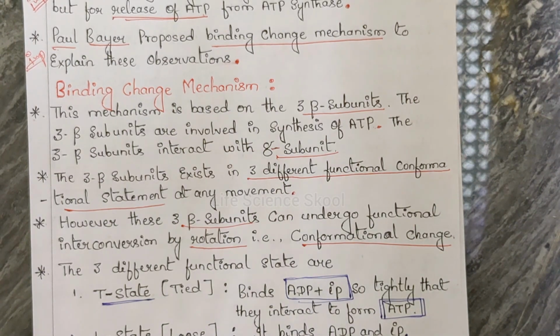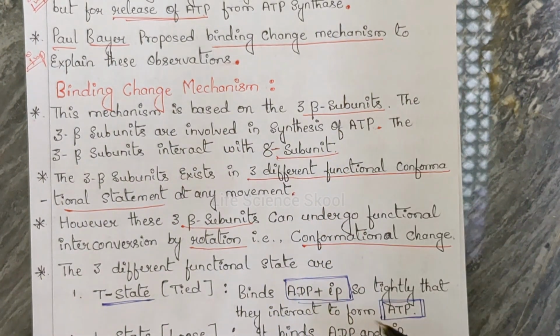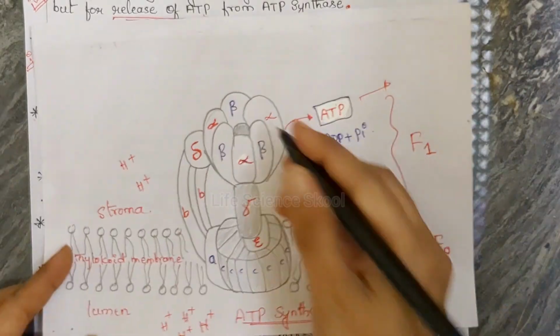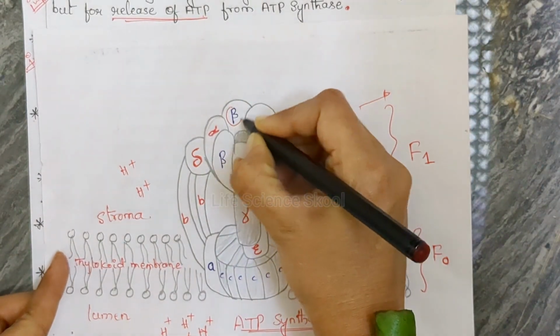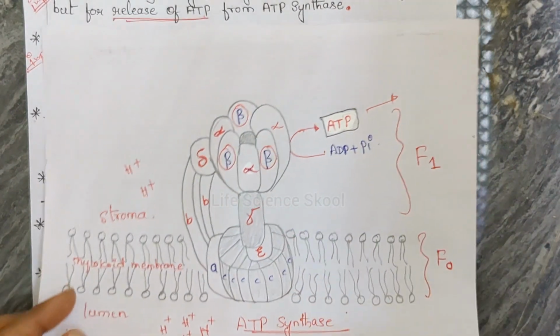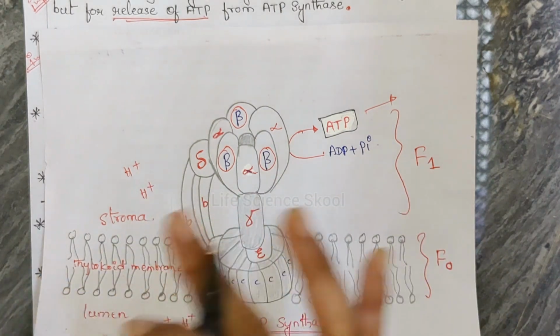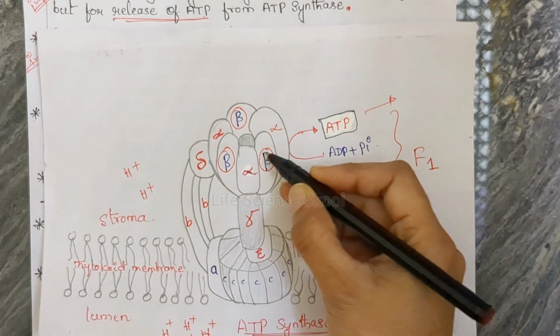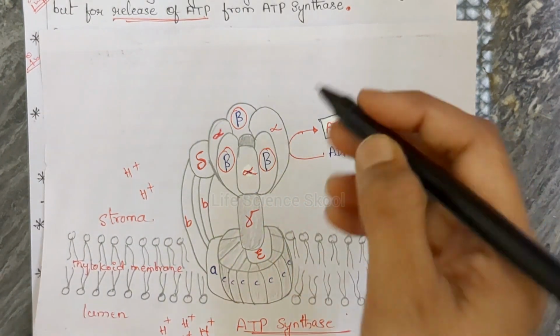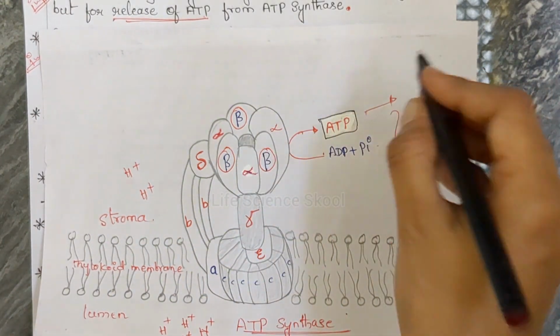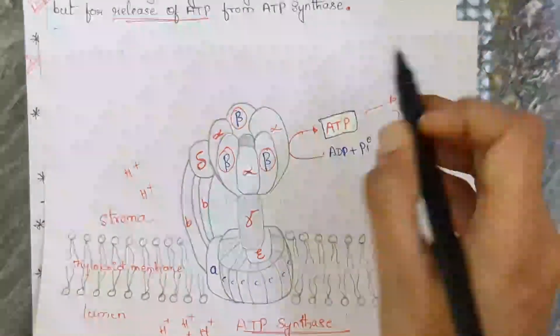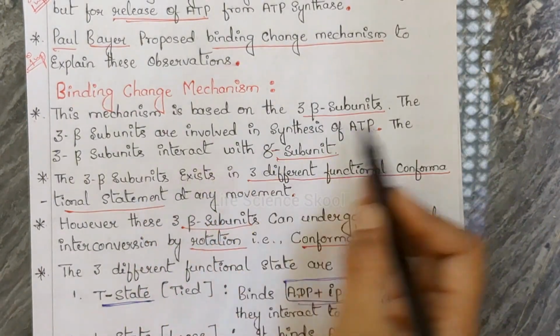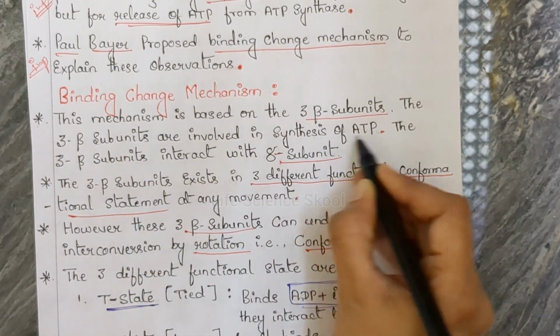Now this mechanism is based on 3 beta subunits. I guess I have explained this in the previous video while explaining the structure of ATP synthase. The 3 beta subunits are the ones which actually help in ATP synthesis. They are the ones which are going to synthesize the ATP.